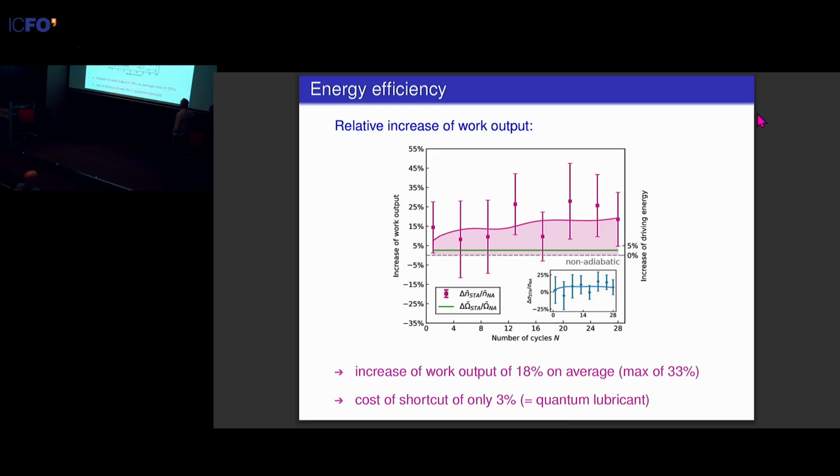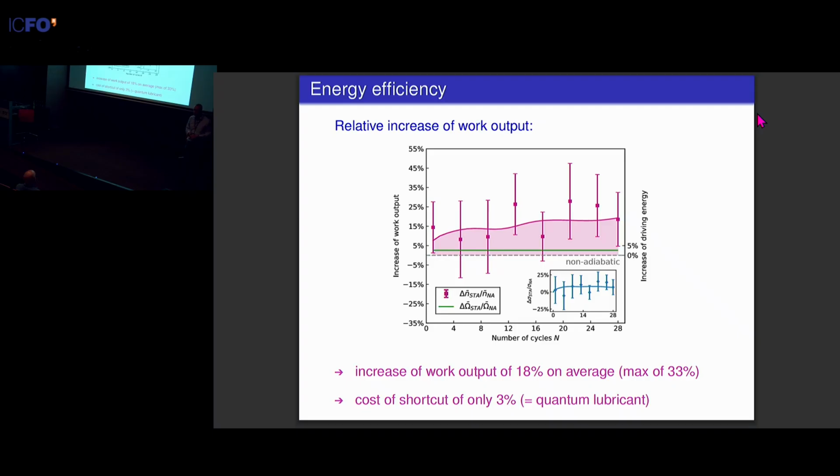But still, let's look at the mean. So what you see here is the increase of work output as a function of the number of cycles. And you see that it's about 18% increase on average. The maximum value is here, 33% increase. So that's how much more energy the machine produces by applying this shortcut. Now the cost of the shortcut, the energy cost, is this green line. There are some error bars there, but they're so small that we actually don't see them. The important thing to notice is that it's about 3%.